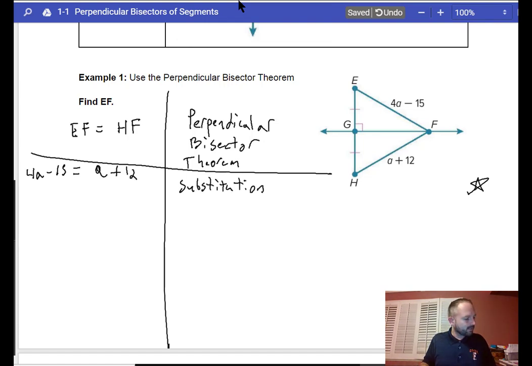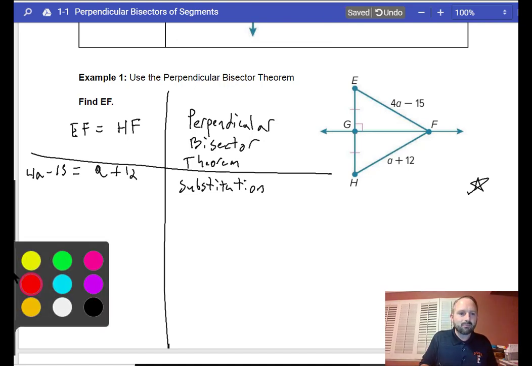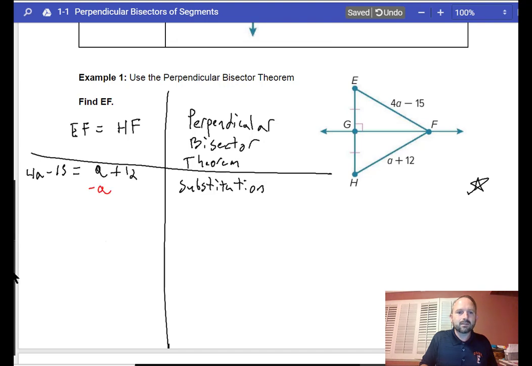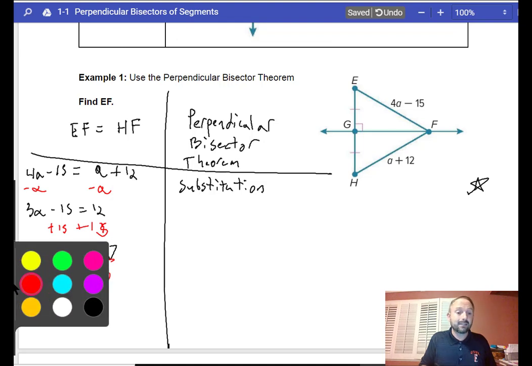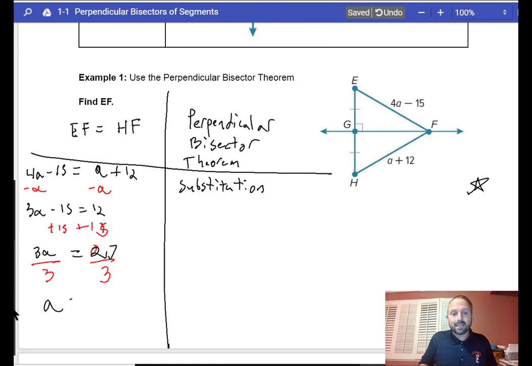All right, next up. Now we just need to solve. We could subtract a on both sides. And we get 3a minus 15 is equal to 12. Now we can add 15 on both sides. We get 27 is equal to 3a. And then we can divide by 3 on both sides. We get a is equal to 9.